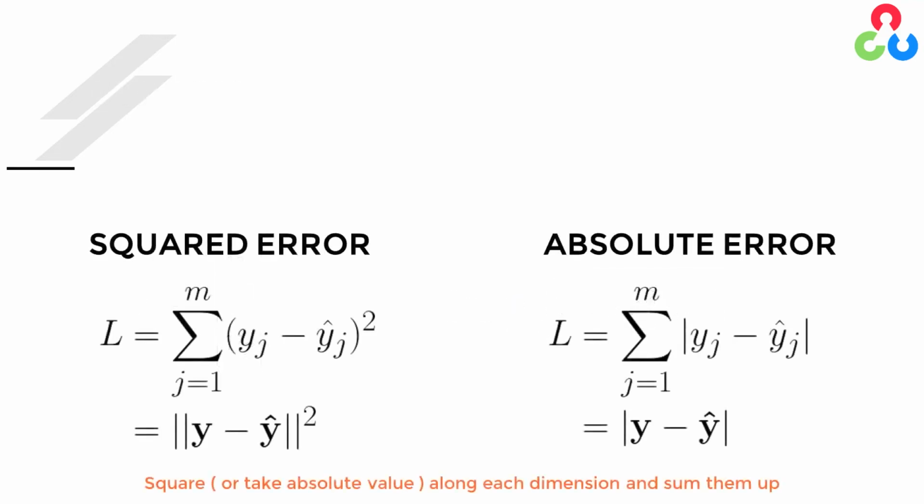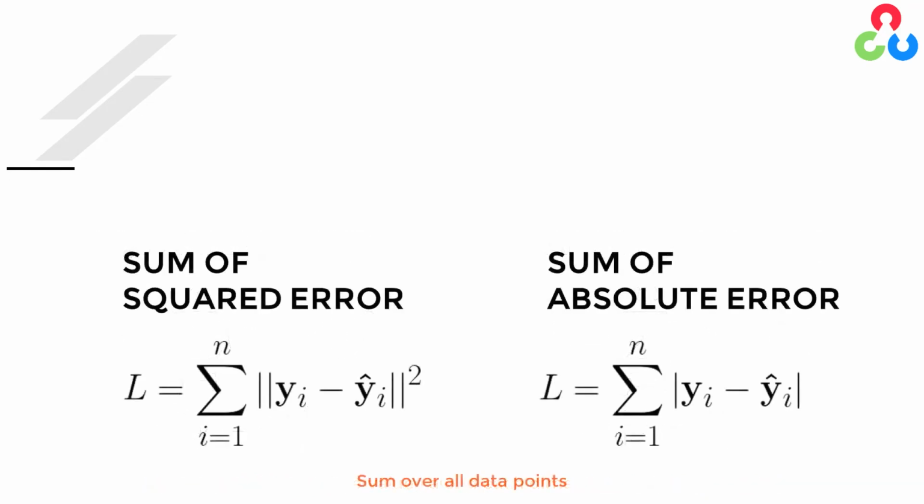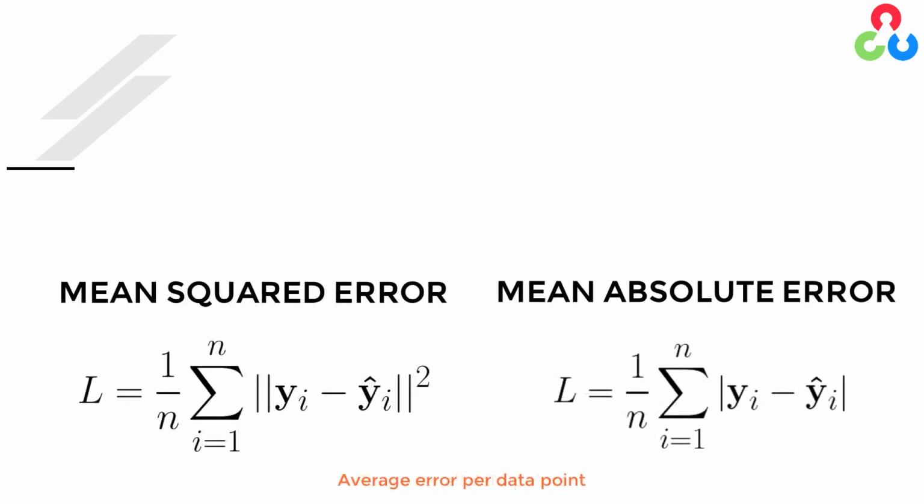Similarly, we can calculate the absolute error, which is simply the L1 norm of the vector. L1 norm of a vector is simply the sum of absolute values of its elements. Again, giving the same example, if we had a vector v which had 3 elements, v1, v2, v3, then the L1 norm would simply be the absolute value of v1 plus the absolute value of v2 plus the absolute value of v3. And just like before, to get the mean squared error or the mean absolute error, we divide the sum by the number of data points.